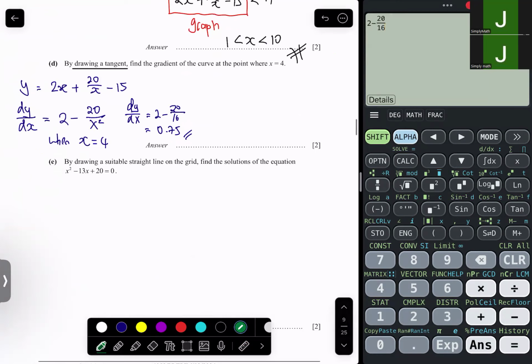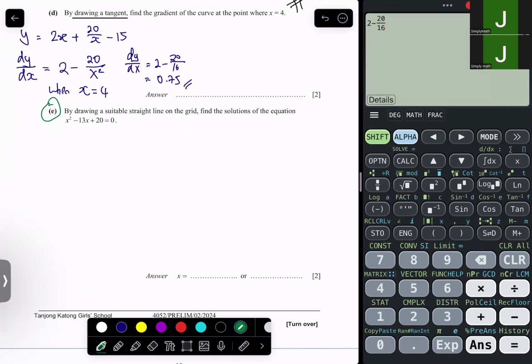But what is more interesting that I want to go through is part E, because this one, a lot of people don't know how to do. By drawing a suitable straight line. Now, the question will give us a hint, right? It's always about drawing a suitable straight line. Find the solutions of the equation x squared minus 13x plus 20 equals to 0. Now remember the key idea of finding solutions. When you want to find solutions of a curve and a line, the solutions will be the intersection. You are finding the intersection.